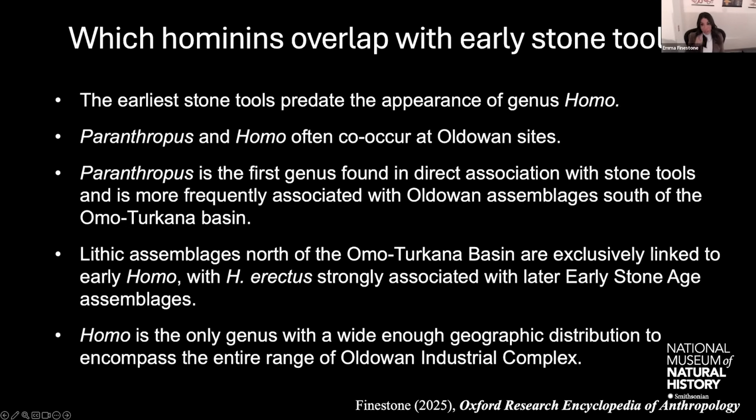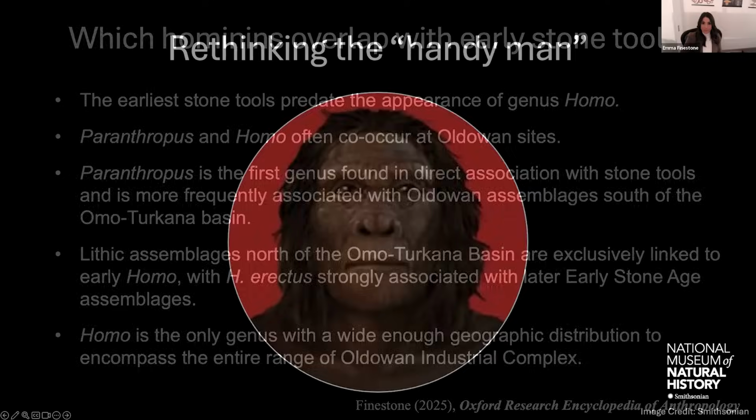Assemblages north of the Omo Turkana Basin are exclusively linked to early Homo, so that's the Ethiopian Rift, and also sites out of Africa, which I didn't really discuss. But there's very strong evidence that Homo was the producer of sites that exist out of Africa and also in the Ethiopian Rift. And Homo is the only genus that's widespread enough to encompass all of the Oldowan industrial complex. So again, we're pretty confident Homo habilis and especially Homo erectus were making tools, but the question is, were they the only ones and were they the first?